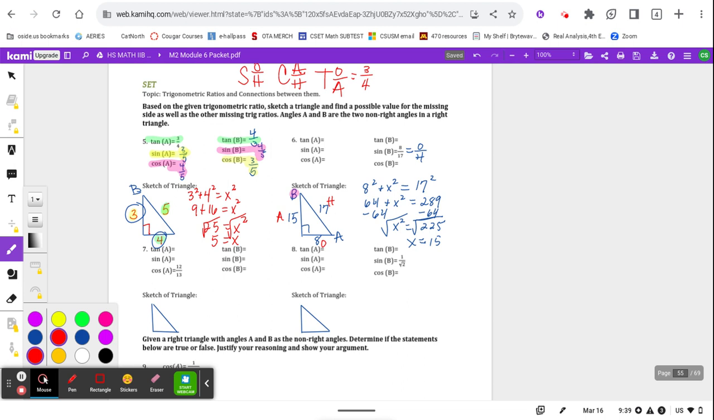So I'm going over to the tangent of B. That's equal to the opposite over adjacent, or 8/15. Then the cosine of B is the adjacent over hypotenuse, or 15/17.